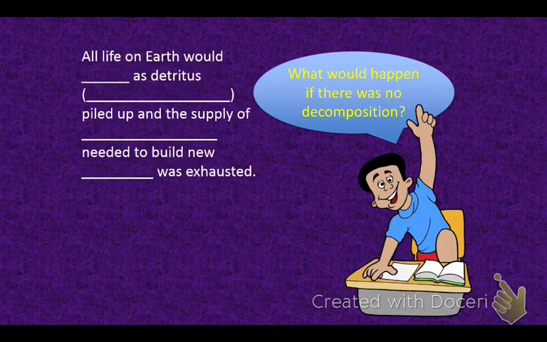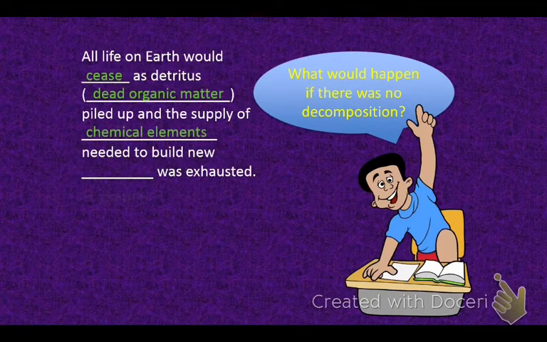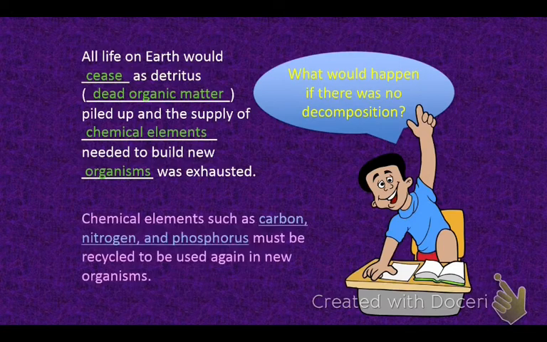Yes. All right. So all life on Earth would cease as detritus, or dead organic matter, piled up, and the supply of chemical elements needed to build new organisms would be exhausted. So after so many generations, there would be no more carbon to build people. There would be no more nitrogen for the plants to use to make photosynthesis happen. That kind of stuff, okay? So quite literally, it ends the circle of life. Chemical elements such as carbon, nitrogen, and phosphorus must be recycled to be used again in new organisms.